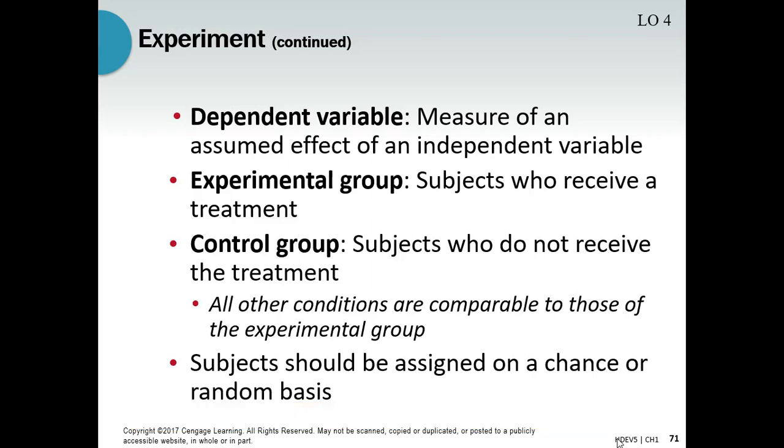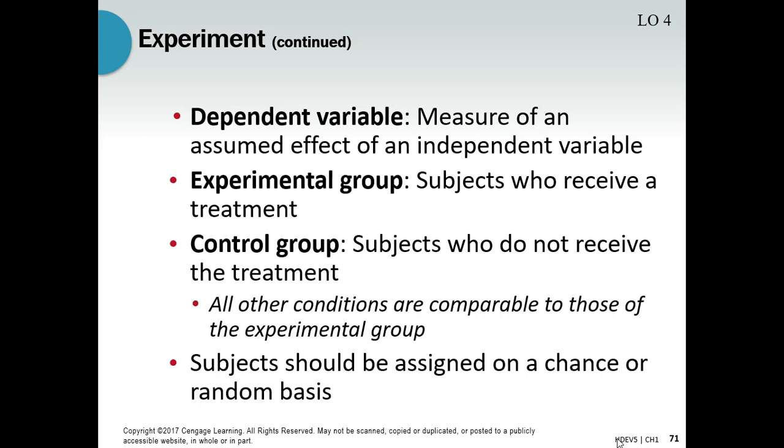Now, once you have an experimental group and a control group and you run your experiment, then you compare the dependent variable, or the results of the dependent variable, for the experimental group to the results of the dependent variable for the control group.